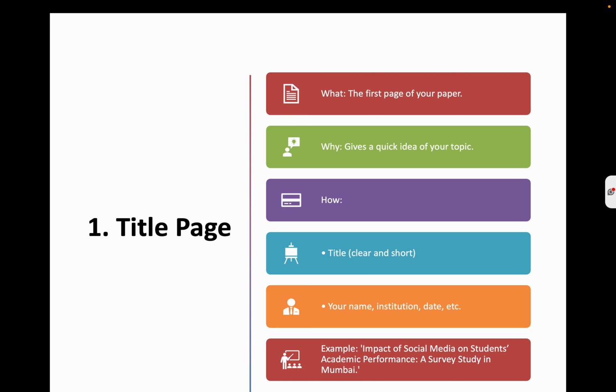For example, if my study is about social media, my title could be Impact of Social Media on Students' Academic Performance, a Study in Mumbai. Then I will write my name, my institution name, and date below it.